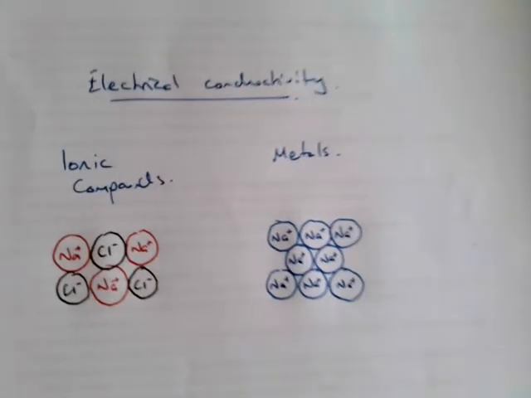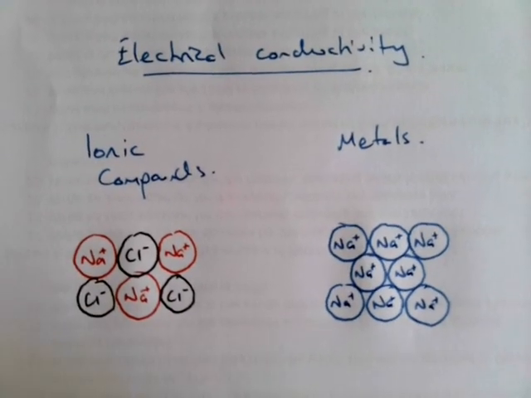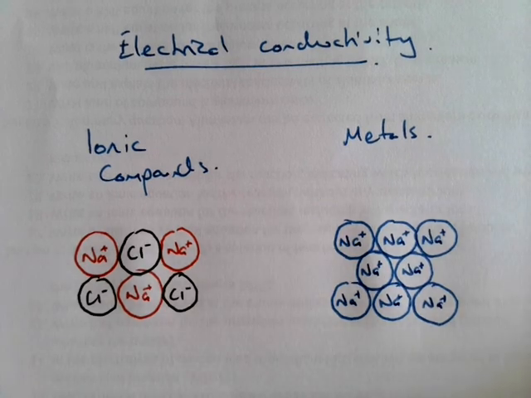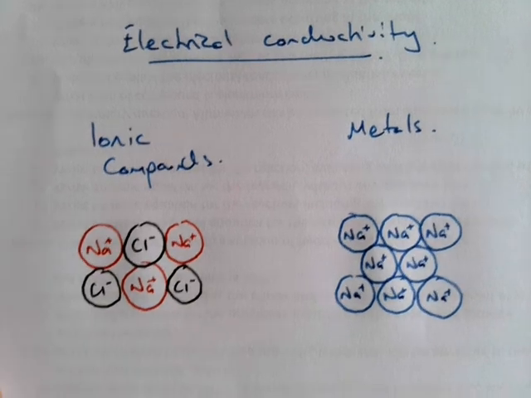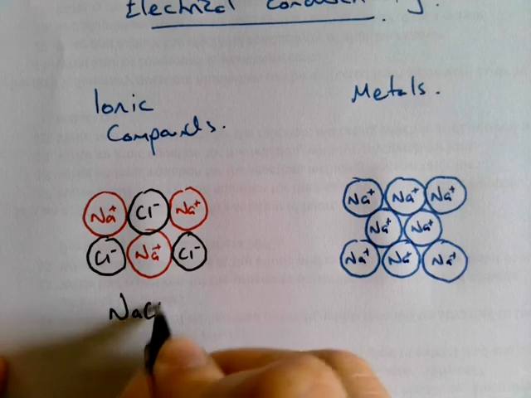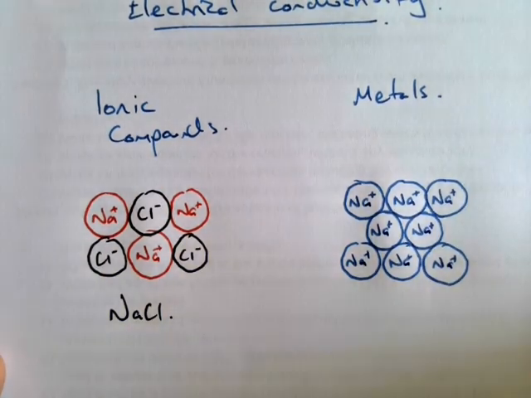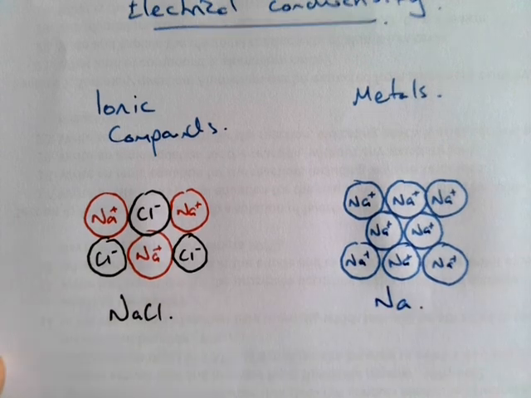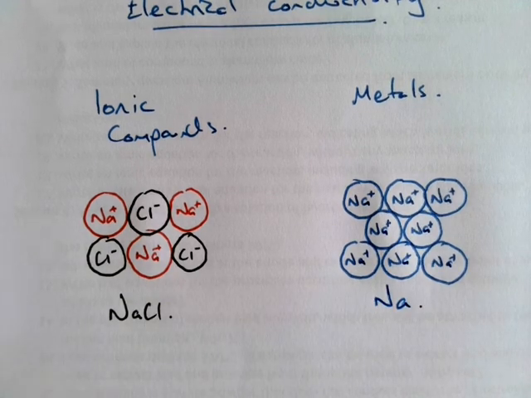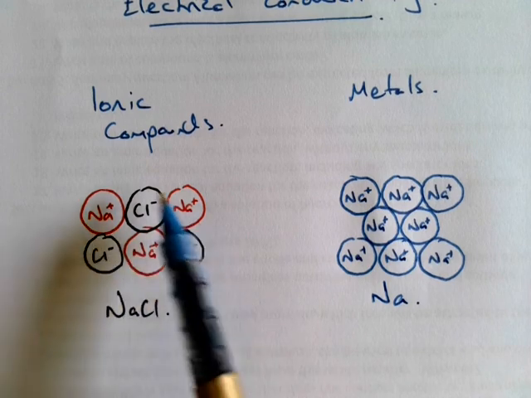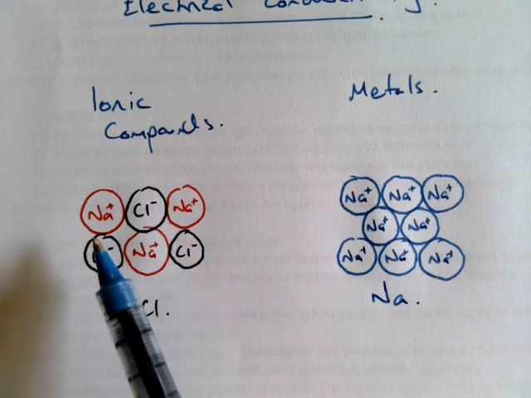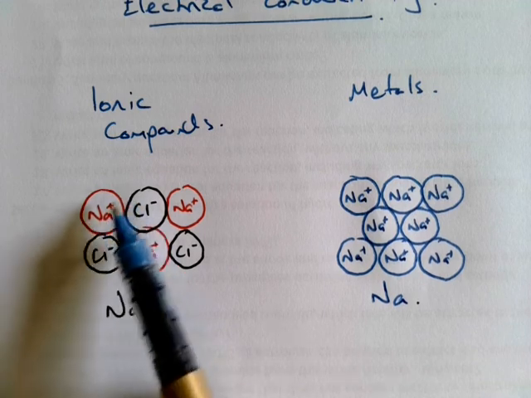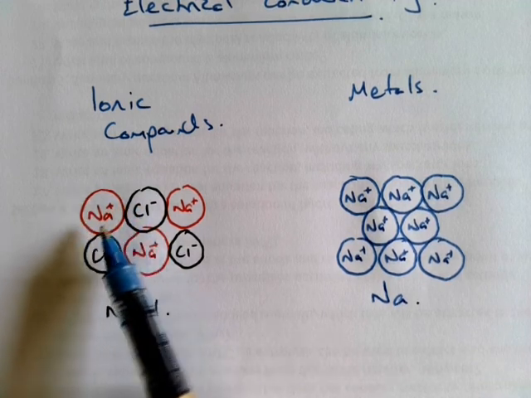So what I've got here is some pictures of what the structure of an ionic compound looks like and what it looks like in a metal. So my ionic compound is sodium chloride, and my metal is just sodium. Okay, now, as a solid, this will not conduct electricity. Why not? Because the ions are not free to move. They vibrate around a fixed position, so the ions do not move.